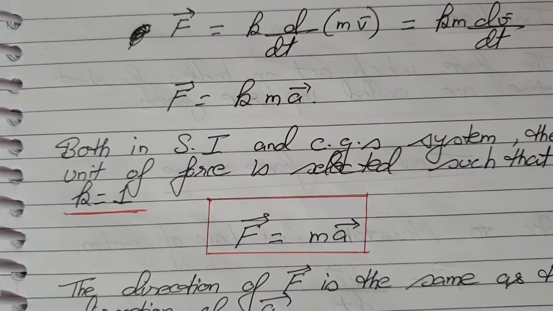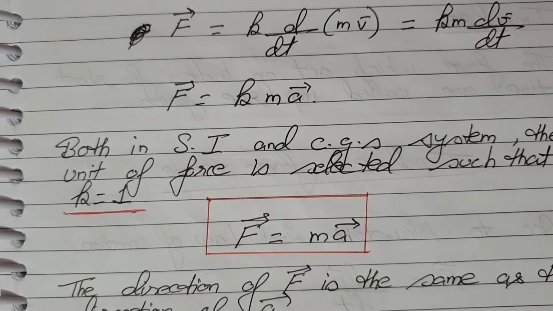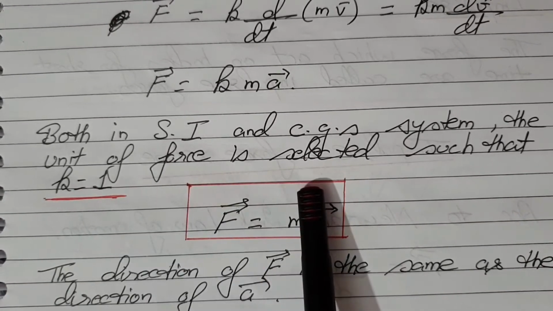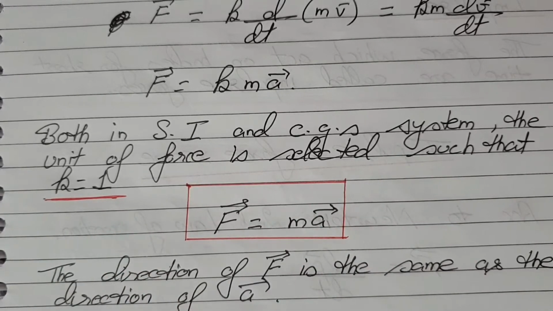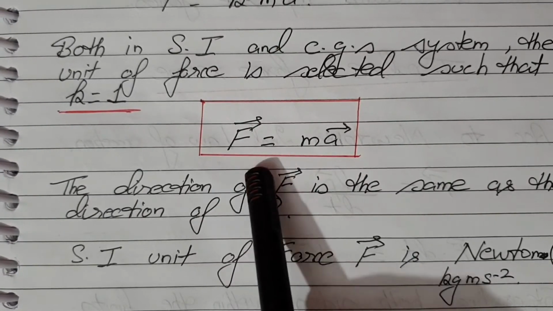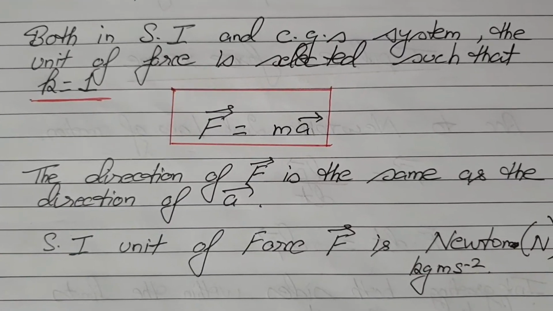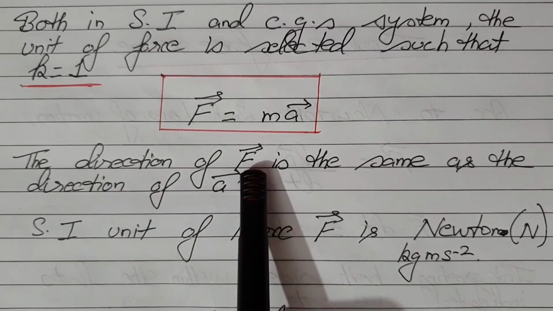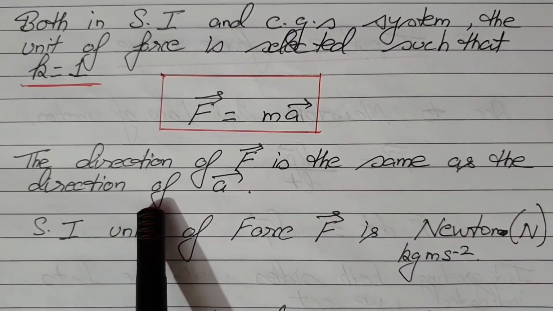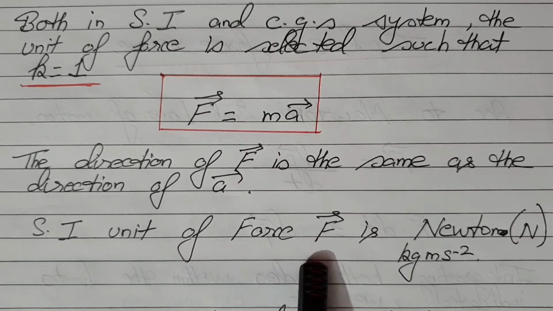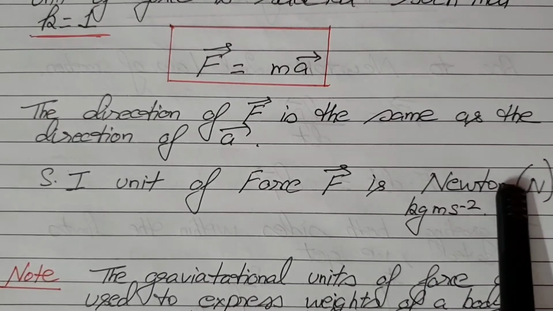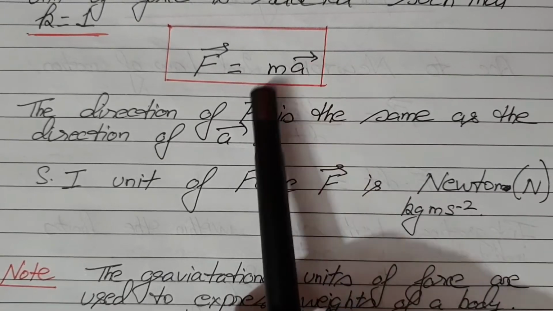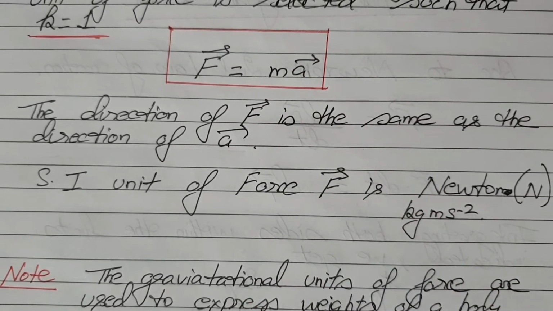Now in both SI and the CGS system, SI being the international system and CGS being the centimeter gram second system, the unit of force is selected such that K equals 1. So the formula that comes out is F is equal to m into a. This is the formula which we are deriving from the second law of motion. The direction of F is the same as the direction of a, and the SI unit of force F is the Newton, or since it is mass into acceleration, kilogram meter per second square.